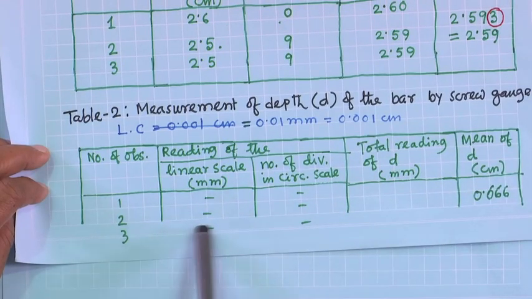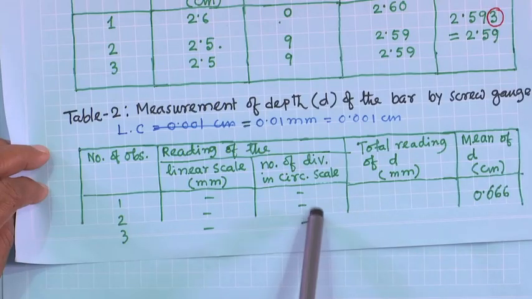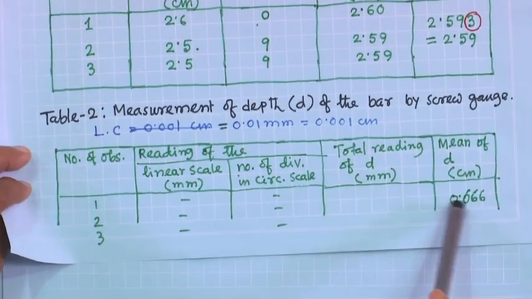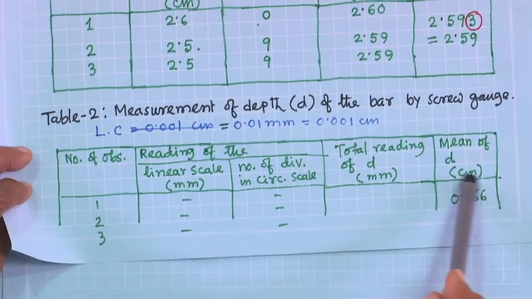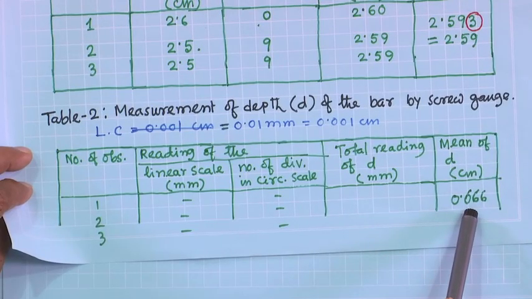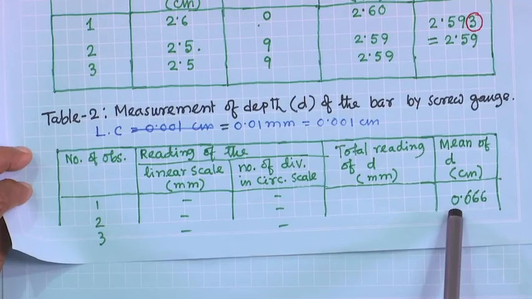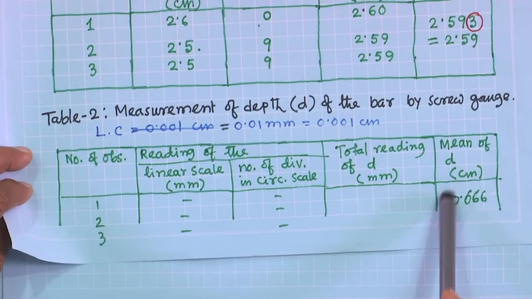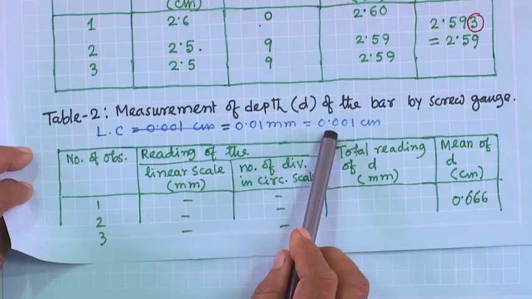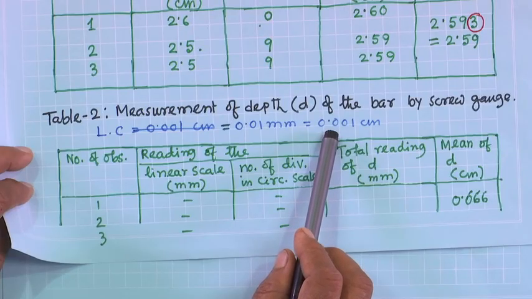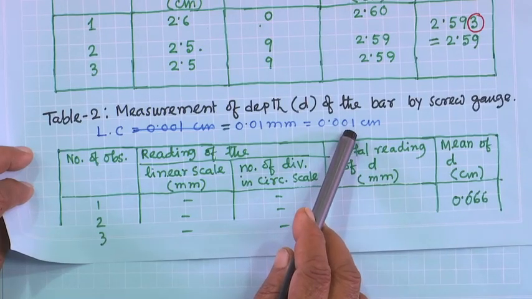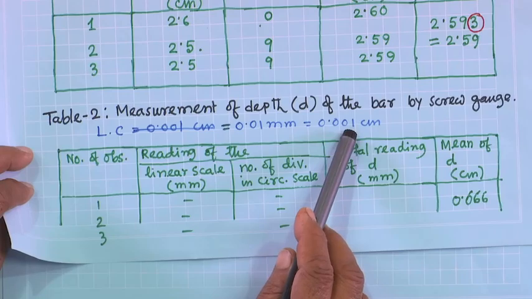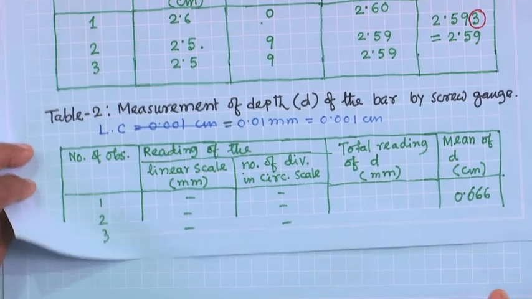Here I have not written every reading, but I have written the average or mean value of D. It is 0.666. We have taken 3 digits because here we have 3 digits after the decimal, so 3 significant digits of course. So, this is the mean value of D.